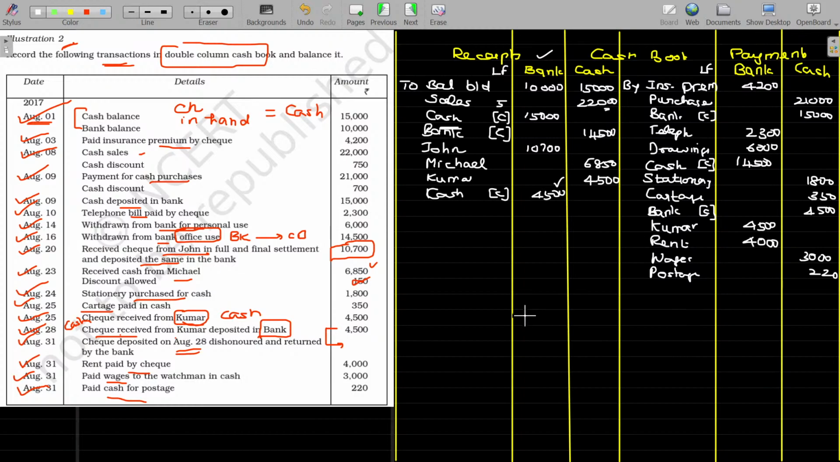Now get me the total of these two columns. The highest total should be posted on both sides. The cash column will always have a debit balance. So I will total the receipt side value. This value being 62,850, correct me if I am wrong. 62,850, and then the balance carried on here being 16,980. And balance brought down, 16,980.